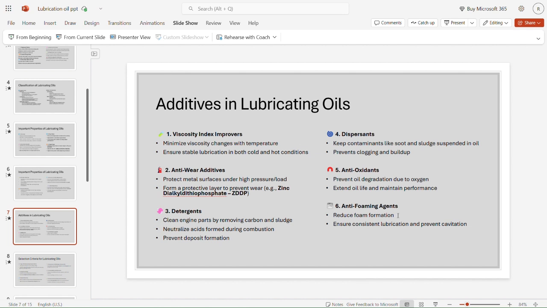The fifth one is antioxidant additive, which prevents oil degradation due to oxygen, extends oil life and maintains performance. The sixth one is anti-foaming. As we know, anti-foaming agents are very useful to reduce the foam formation, ensure consistent lubrication and prevent cavitation. These are some of the additives used in the lubricating oils.